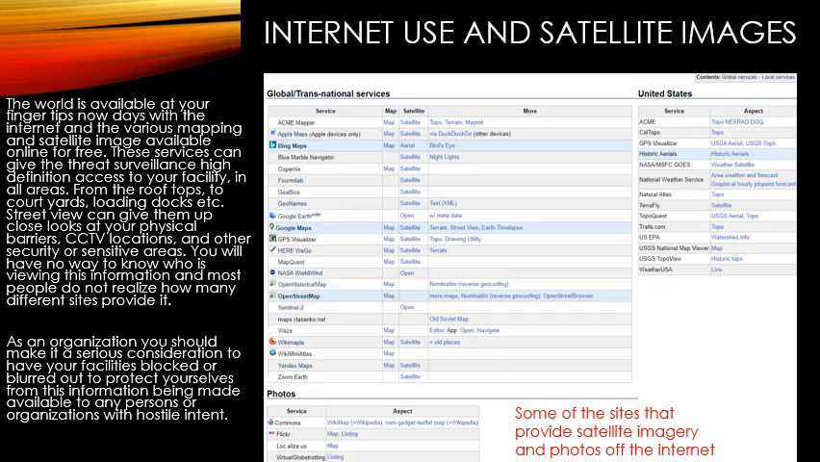You have no way to know who is viewing this information, and most people do not realize how many different sites provide it. As an organization, you should make it a serious consideration to have your facilities blocked or blurred out to protect yourselves from this information being made available to any person or organization with hostile intent. This is just some of the sites that provide satellite imagery and photos off the internet for free.